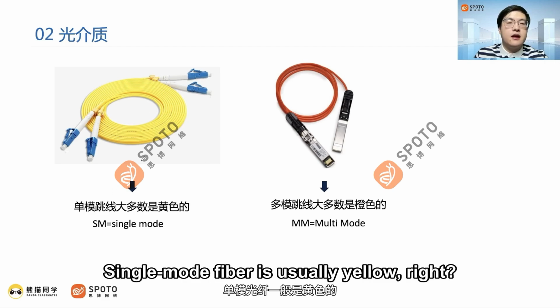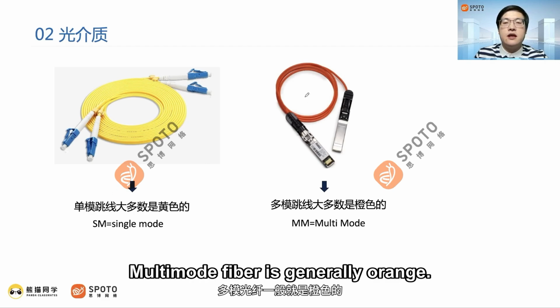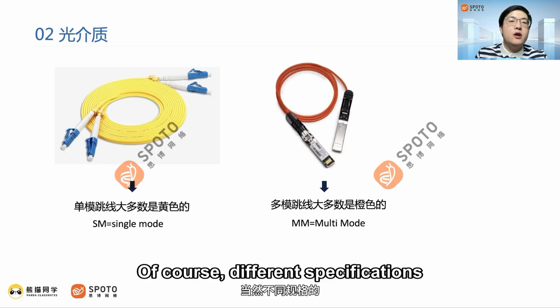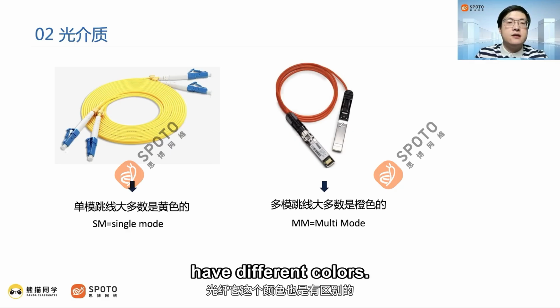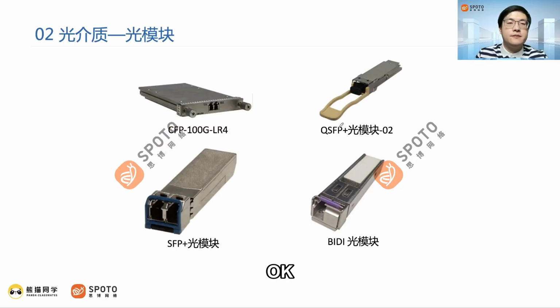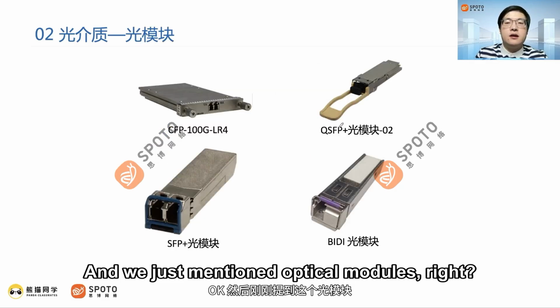Single-mode fiber is usually yellow, right? Multi-mode fiber is generally orange. Of course, different specifications of fiber optic cables have different colors. Okay. And we just mentioned optical modules, right?